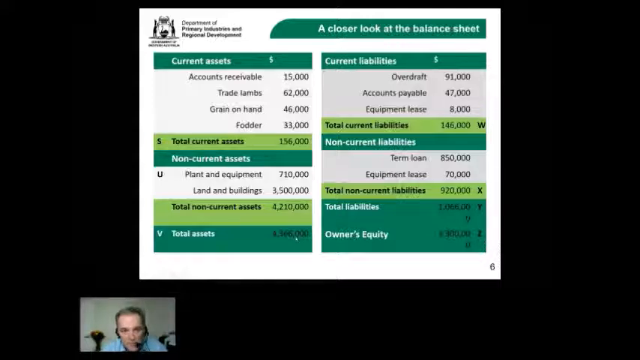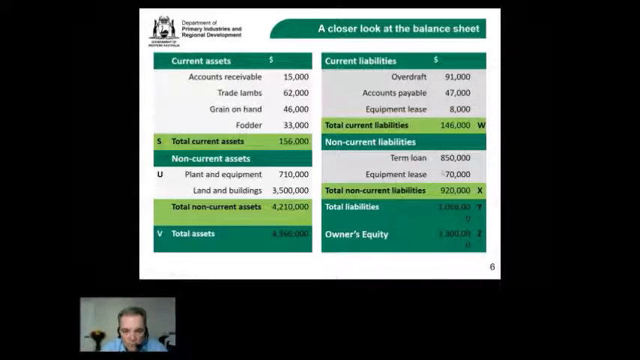On a similar basis, if current assets turn into cash in the next 12 months, then current liabilities are due to be paid in the next 12 months. So we've got an overdraft that we need to try and get back to zero. We've got some accounts we need to pay, and we've got some lease payments due in the next 12 months, and they're all there. This gives us a good sense of potentially the cash outflows that are happening over the next 12 months.